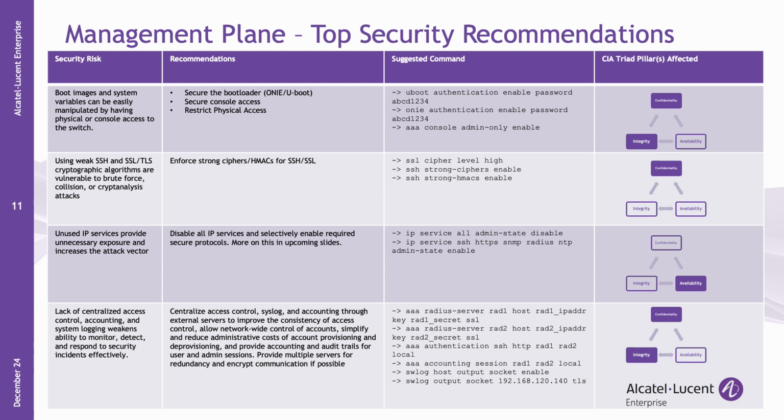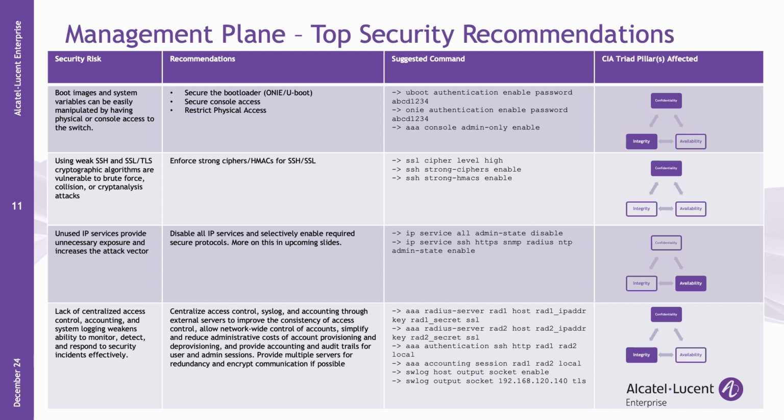Using weak SSH or SSL ciphers primarily affects the confidentiality pillar of the CIA triad, but it can also impact integrity and availability indirectly. Confidentiality can be impacted since attackers can decrypt sensitive data, exposing passwords and configurations. Integrity can also be affected as data can be altered with man-in-the-middle attacks due to weak hashing mechanisms. Availability can possibly be impacted as well, as some SSL or TLS vulnerabilities may cause service disruptions or denial of service.